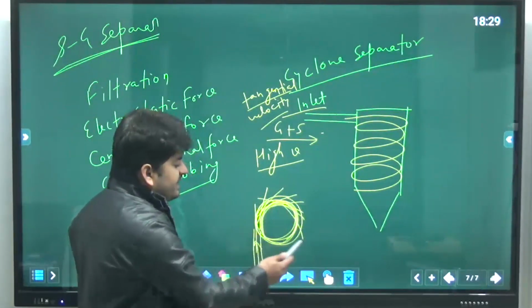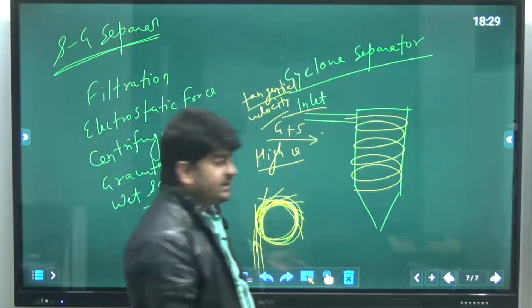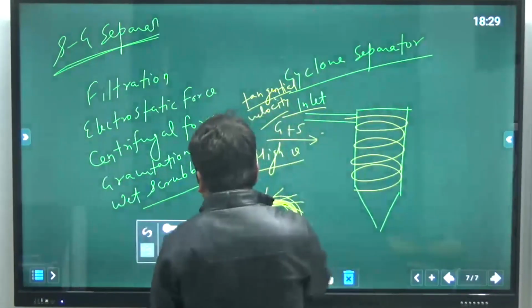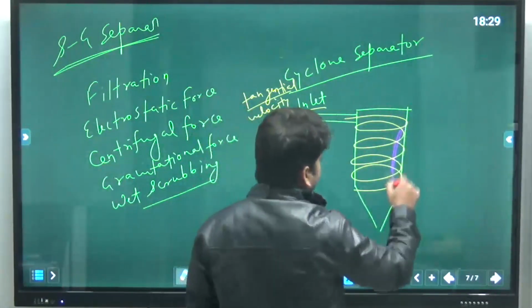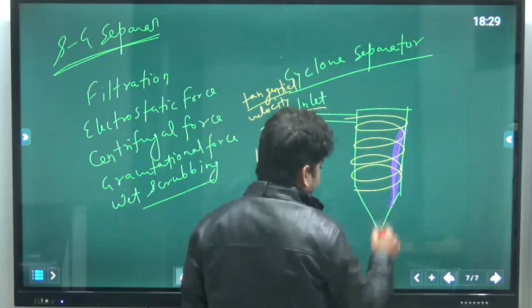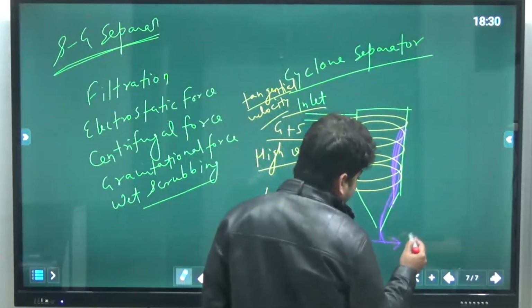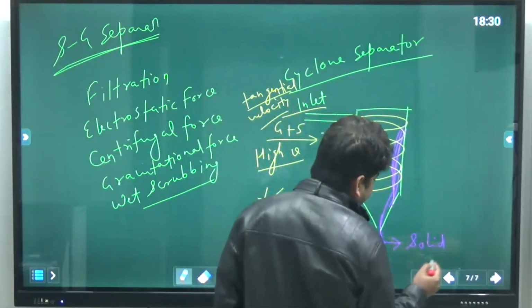When these solid particles collide, they lose their energy and all the solid particles start to settle down vertically downward. And here we are supposed to get the solid discharge at the bottom.